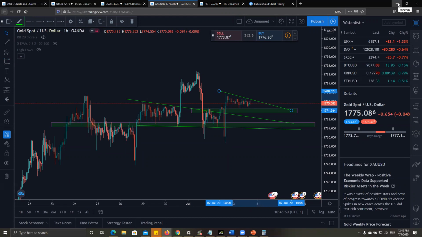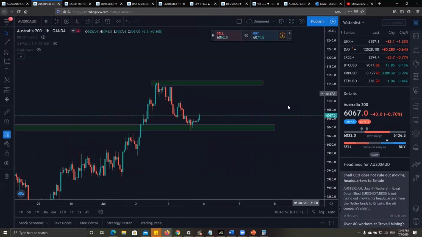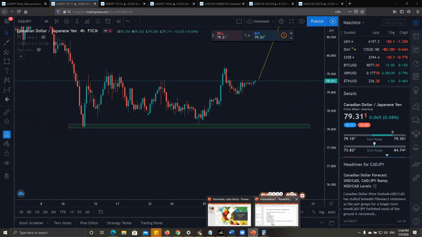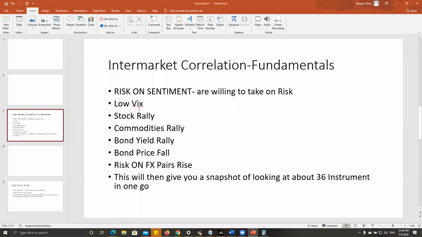I don't just need to be a buyer. I know the kind of pairs that I need to be looking at to be a buyer in. And those pairs are the pairs that we discuss over here. So we know all the factors. We look at the stock rallying, we look at the commodities rallying, we look at the bond yield rallying, which we've seen. We haven't checked the bond price, but obviously you can do that. Then the risk on FX pairs are the next key thing that we need to look at.